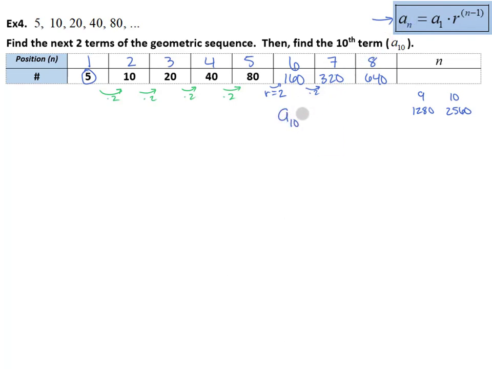This is just notation on the left. Equals the first term. Well, our first term was 5. Times, remember we're going to put this common ratio in parentheses. So let's put those parentheses back there, which is 2 to the n minus 1 power. So up here to the 10 minus 1 power. So now we go to our calculator.